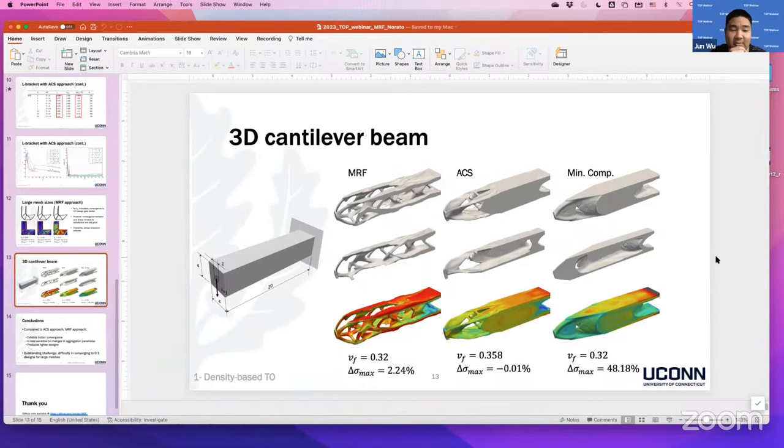I'm wondering, have you tested on different 3D geometry? I'm just curious whether you will get more beam-like structure with this approach or not, purely from a geometry perspective.